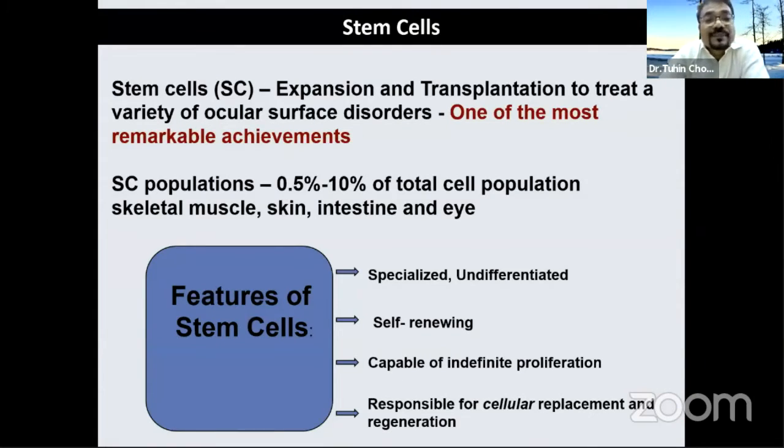We all know that stem cells, their expansion and transplantation to treat a variety of ocular surface disorders, is one of the most remarkable achievements in modern stem cell biology. These stem cell populations comprise 0.5 to 10% of the total cell population, and are found in the skeletal muscle, skin, intestine, and eye. These are specialized undifferentiated cells capable of self-renewal, capable of indefinite proliferation, and responsible for cellular replacement and regeneration.